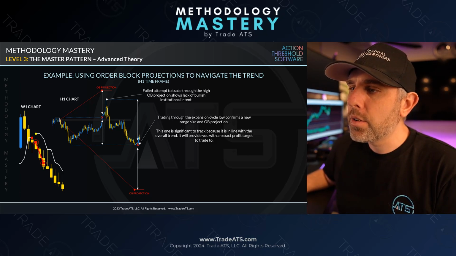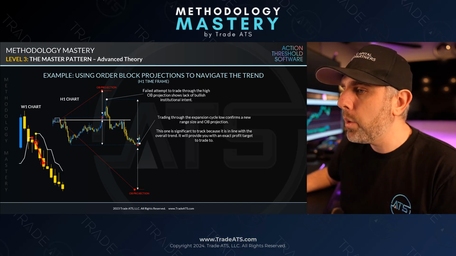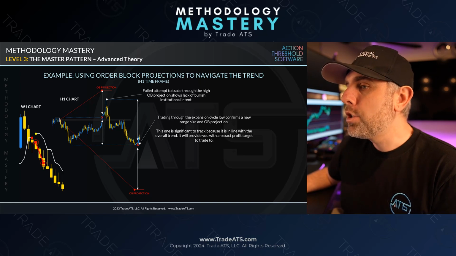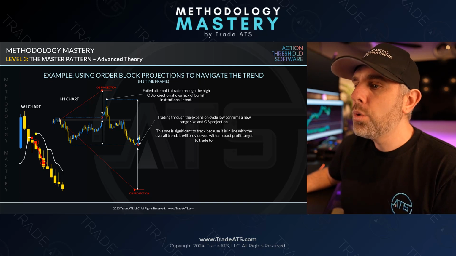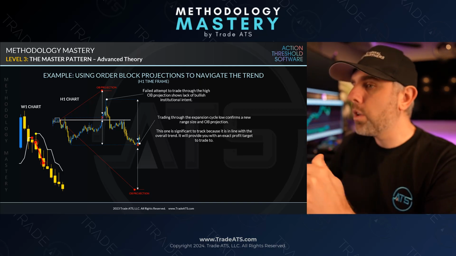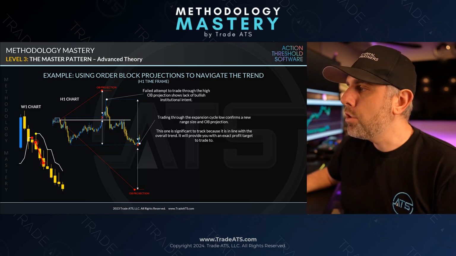trading through the expansion cycle low confirms a new range size and order block projection. So as we come through the swing low liquidity on the bottom, we now measure to the very tippity top of the failed upside move from the swing low liquidity. 100% of that gets projected to the downside. That is the new range size. So you can see as the multi-leg expansion widens out, you're getting bigger and bigger order block projections. It's getting wider and wider. And it's also forecasting a bigger and bigger move when we finally go into the distribution.